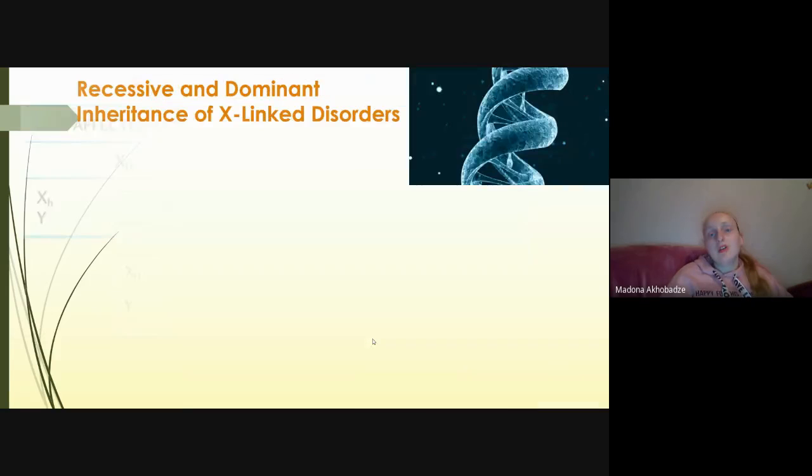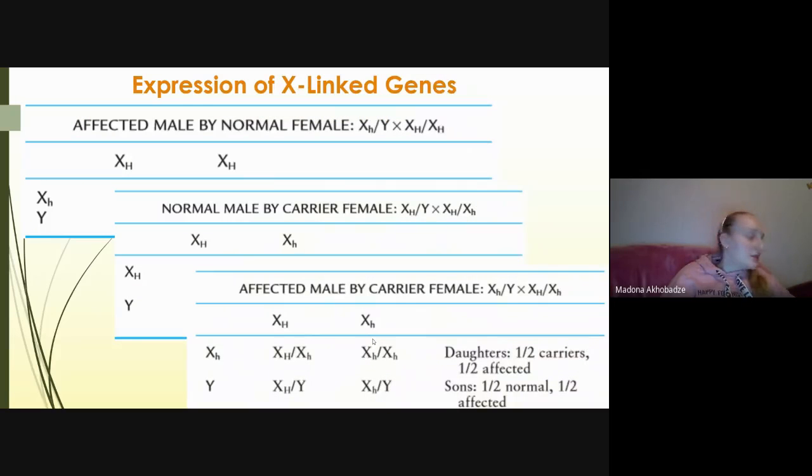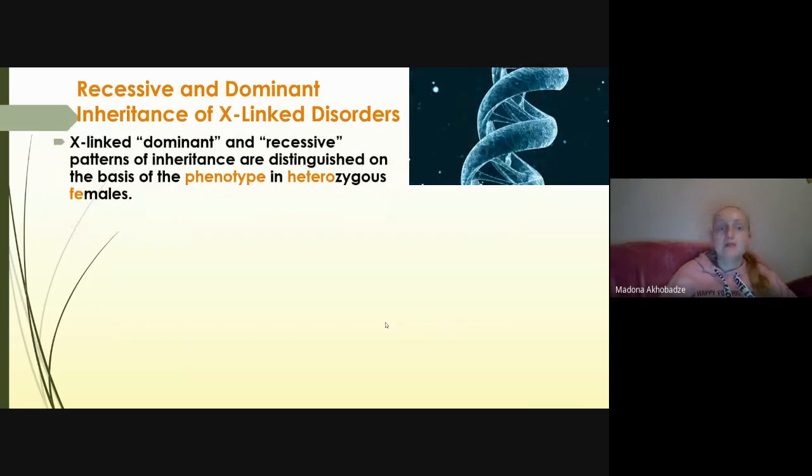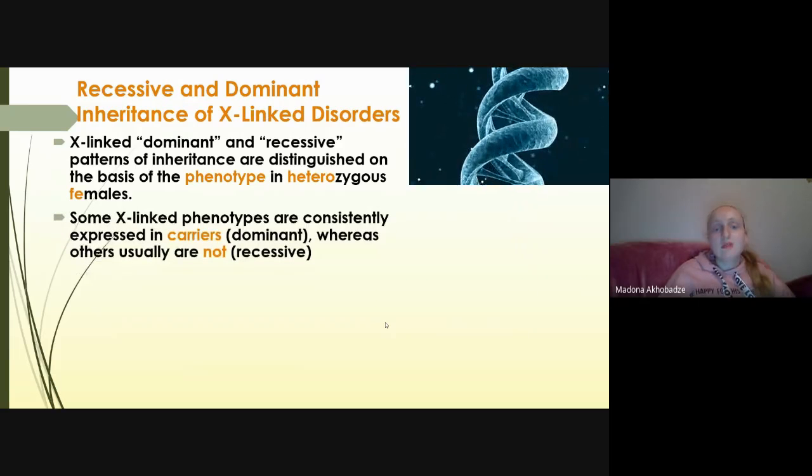Okay. So what is the deduction out of this? That the father cannot transmit this disease to the son. So father-to-son transmission is impossible, but the mother transmits it to both the daughters and the boys as well. And boys will definitely be affected if the mother is the carrier. So X-linked dominant and recessive patterns of inheritance are distinguished on the basis of the phenotype in heterozygous females. Some X-linked phenotypes are consistently expressed in the carriers, whereas others are not. Where the disease is expressed in the carriers, it is said to be dominant.